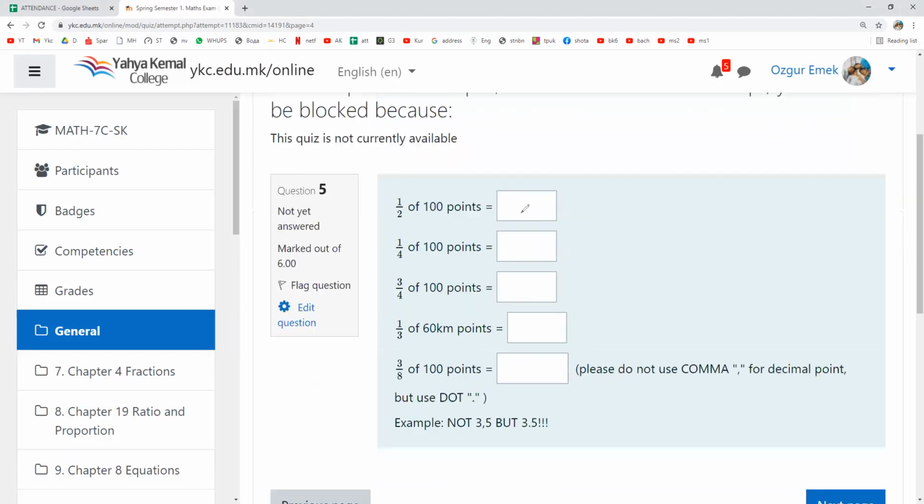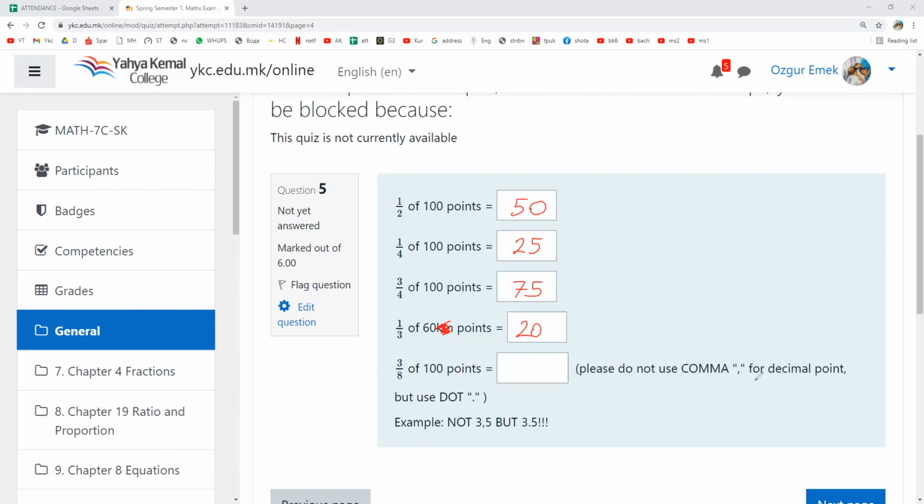One half. It's half, 50 points. 1/4 of 100 points. You need to divide by 4, you know. It's 25. And now 3/4, not 1/4, but 3/4. If 1/4 is 25, 3/4 will make 75. 1/3 of 60, that means 60 should be divided by 3. It's 20. Oh my God, still it's not correct. No kilometers here.